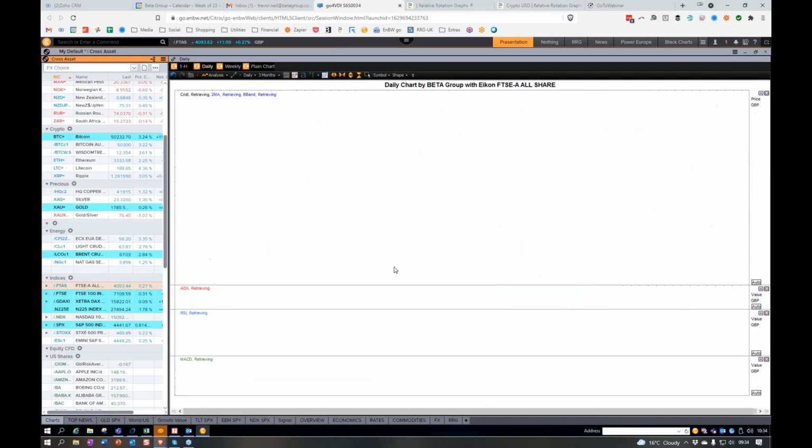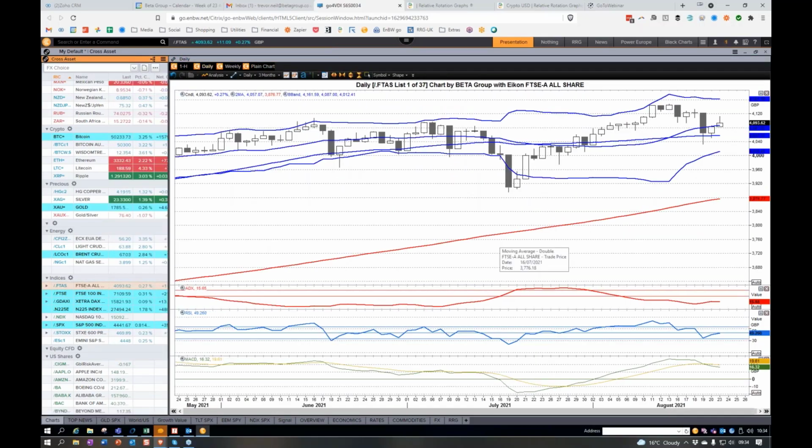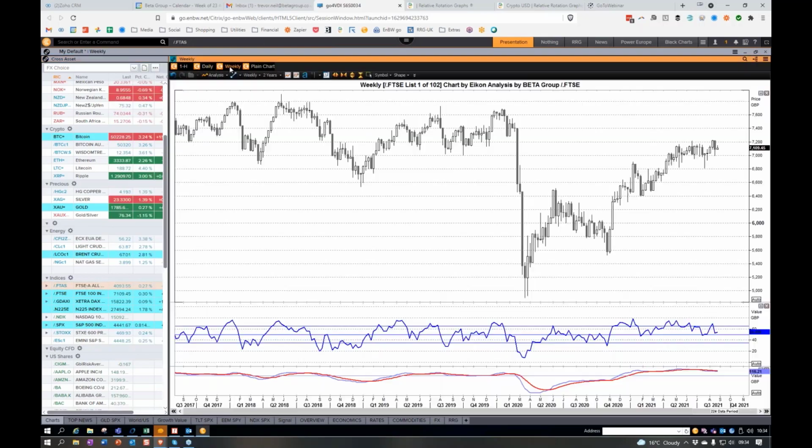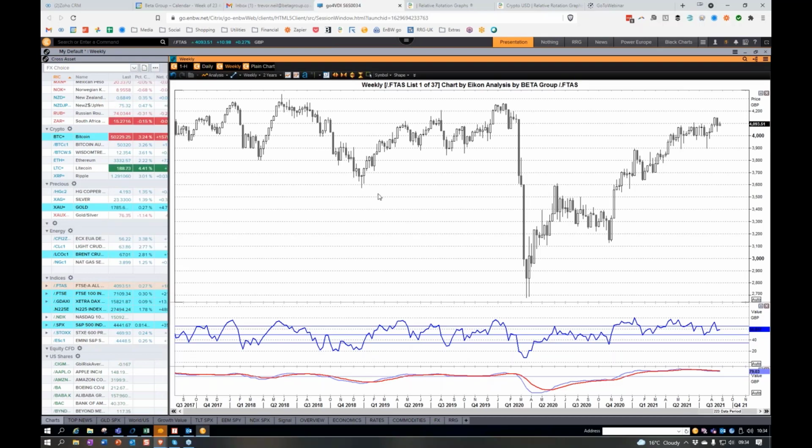Now let's go to the All Share here. This is a much broader index. It's not as broad as the 500, but it's the best indication of really what UK PLC is doing. The FTSE 100, for other reasons, is so heavily dominated by commodities and mining companies and dollar earners. It's almost a commodity index, really. The industrials are really in this broad index here.